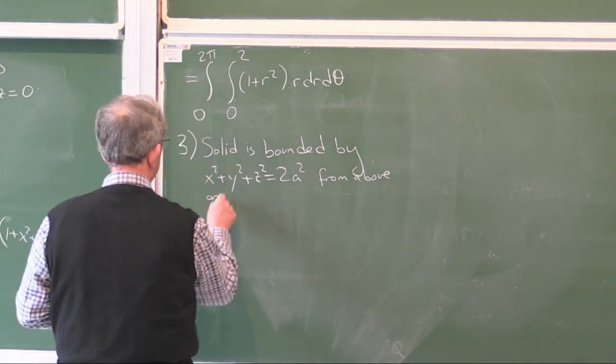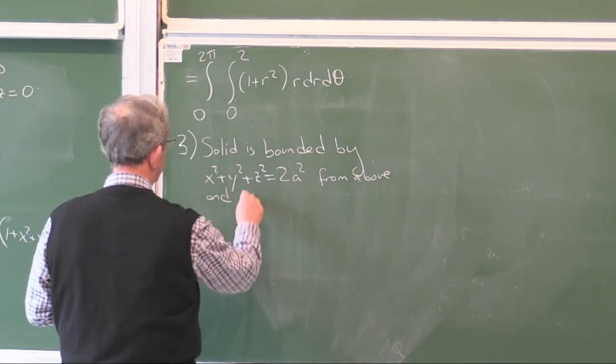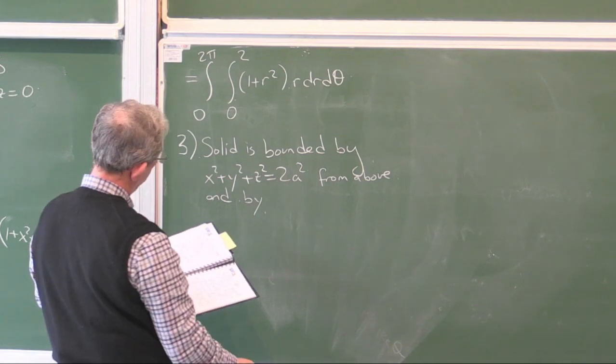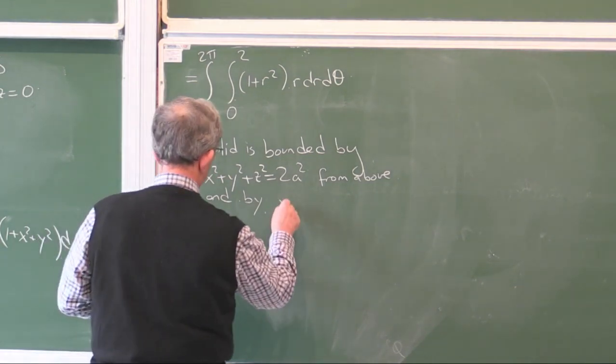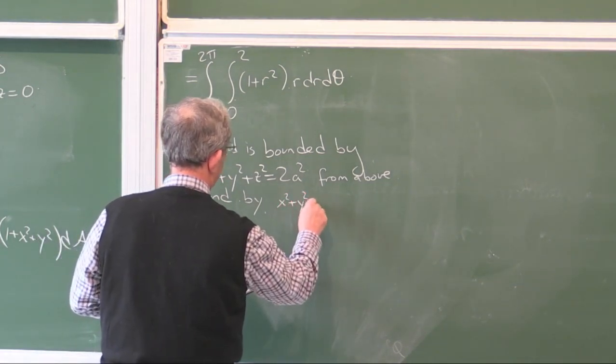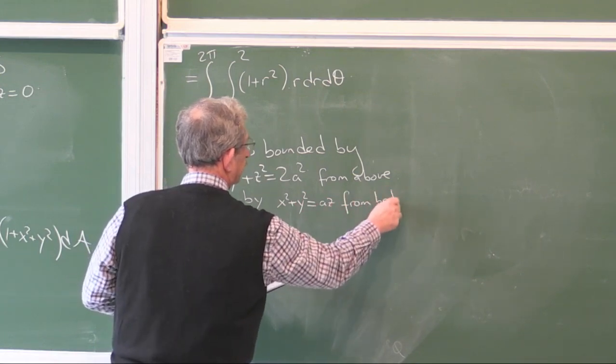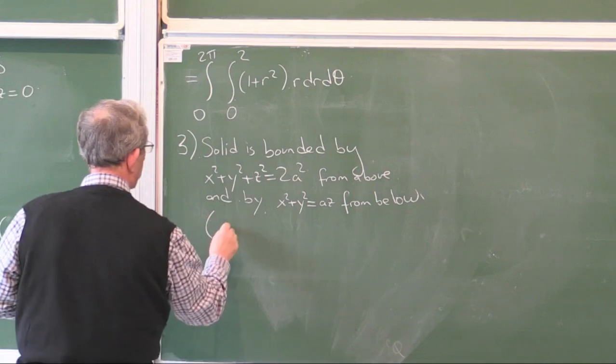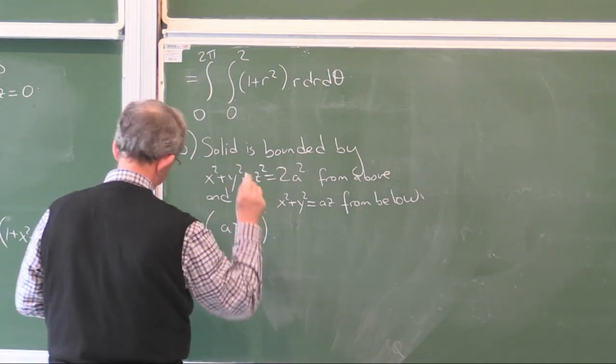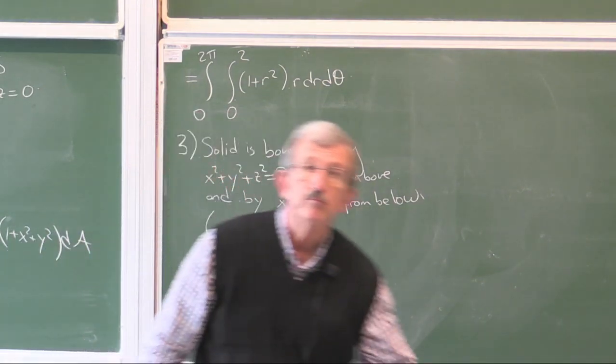And, okay, by x squared plus y squared equals az from below. Here a is a positive number. Find the volume.